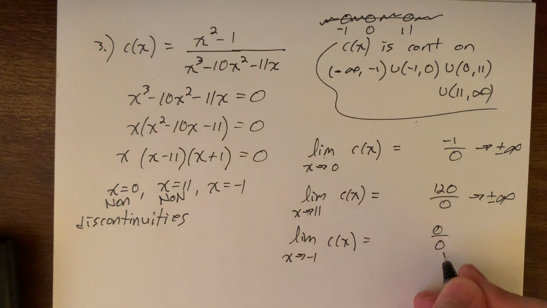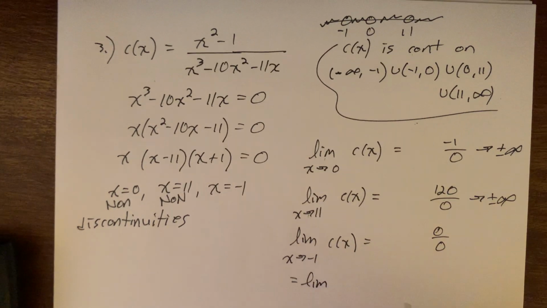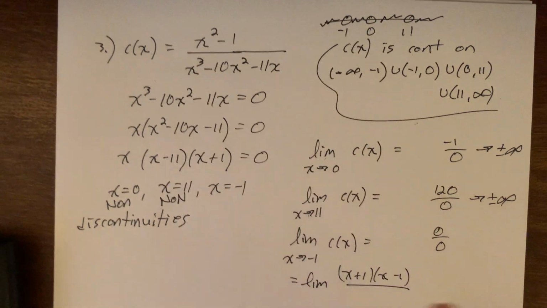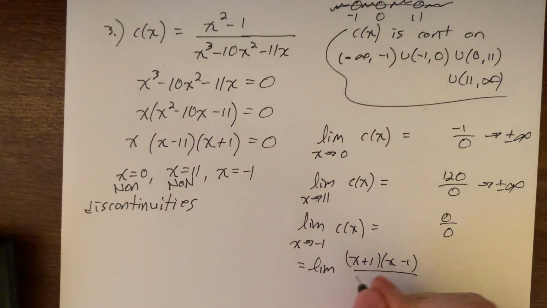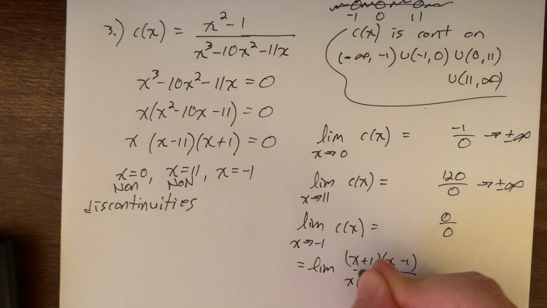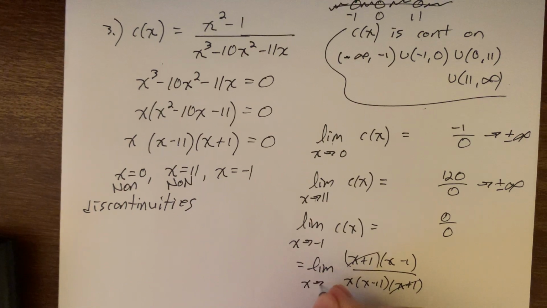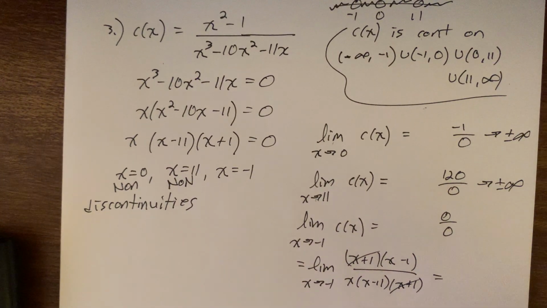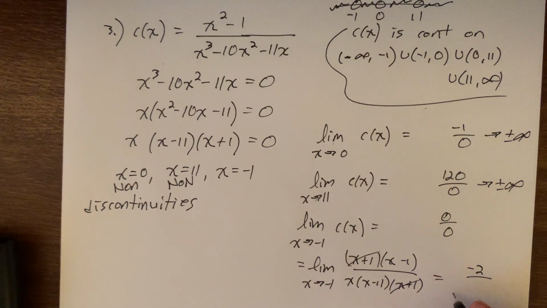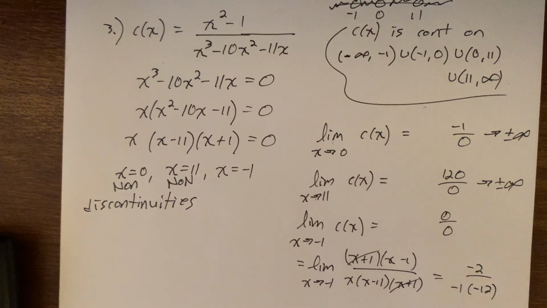And now it is a 0 over 0, so I'm going to manipulate. I'm going to factor the top, nice and quick. The bottom, again, I already did that work, so take advantage. Common factors cancel. So I try and plug in again. I get negative 2 over negative 1 times negative 12.